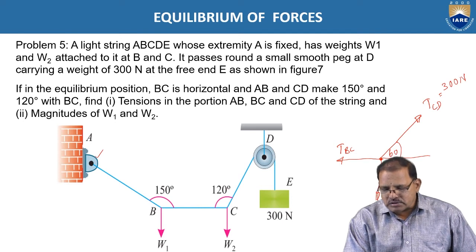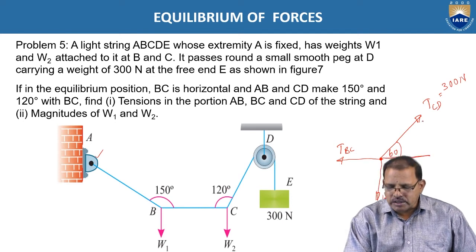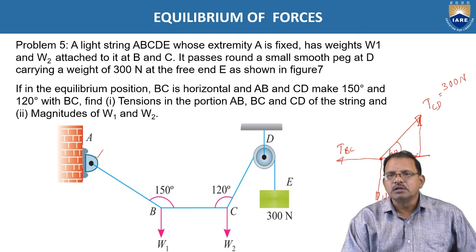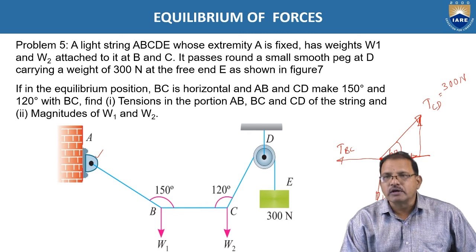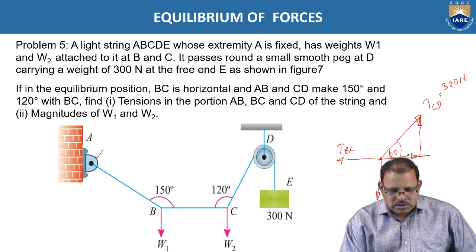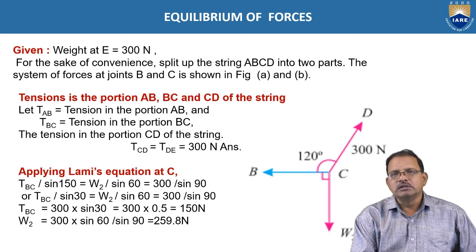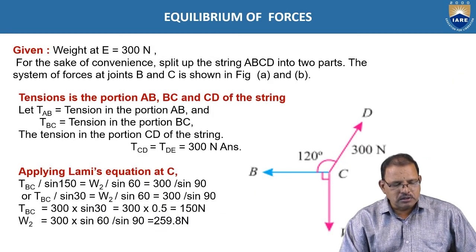Now resolve the forces along the x direction and y direction. From these relations we get TCD sin 60 equal to W2. Similarly, TCD cos 60 is equal to TBC. By using these relationships, we can determine the tensions in the rope CD as well as BC. Now the same is represented here. The weight E is given as 300 newtons.